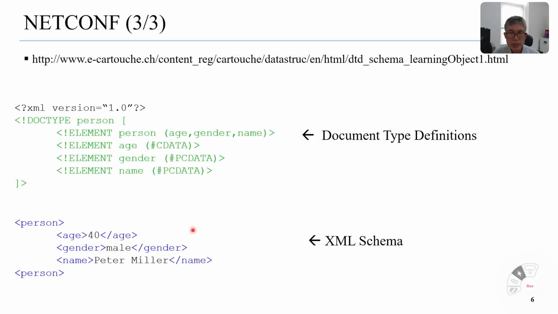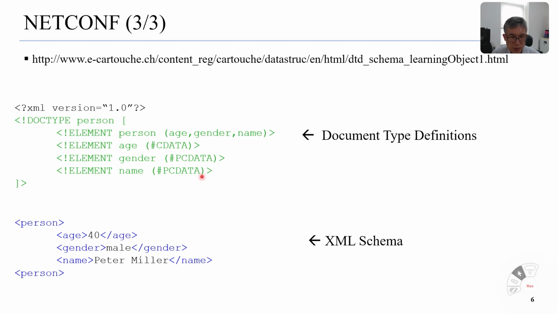So we can see DTD and XML schema here. We can define the person. The person consists of age, gender, and name. So age, gender, name, we can define the type. Age is PCDATA, gender is PCDATA, name is PCDATA. So we can define a structure or record like in C or Pascal programming language. Document type definitions are used to define a new structure of data.